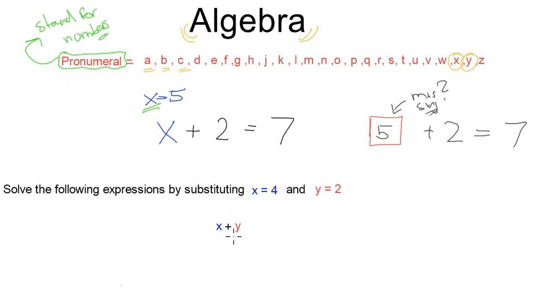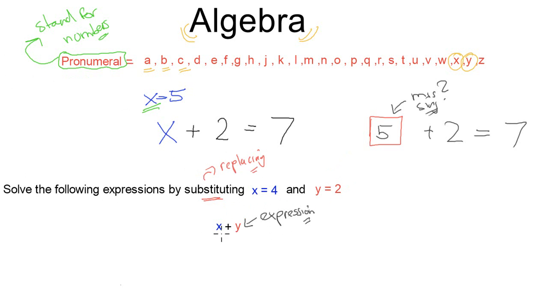Right? So just realize that these pronumerals that we deal with are just letters that can stand for a number. For example, here, x plus y, we call that an expression. And what we can do is replace these letters with numbers. So here we say solve the following expression by substituting. And substituting is a different word for replacing. Right? So by substituting x for 4 and y for 2.